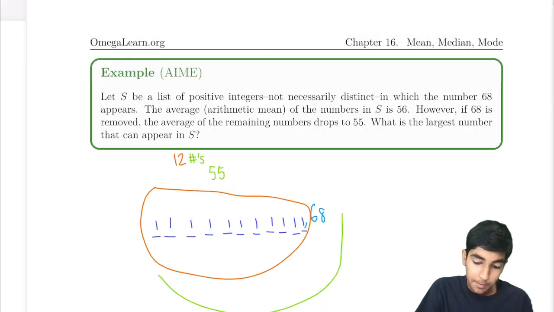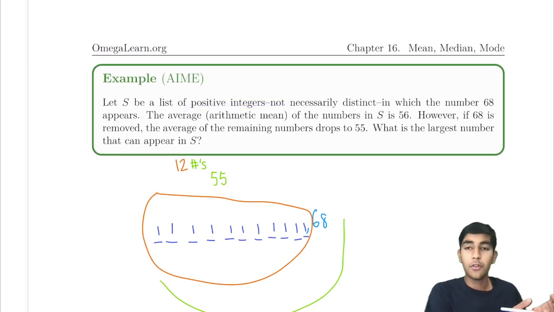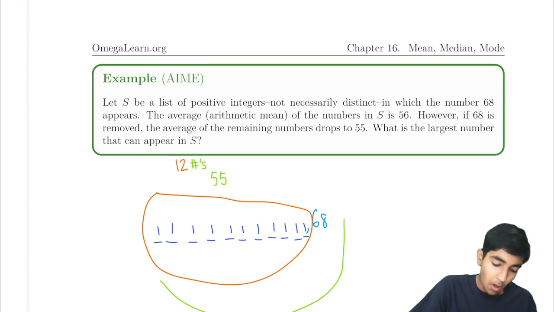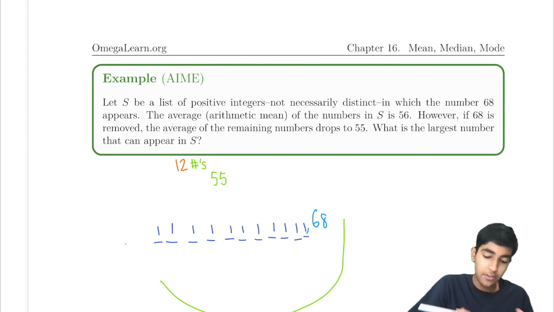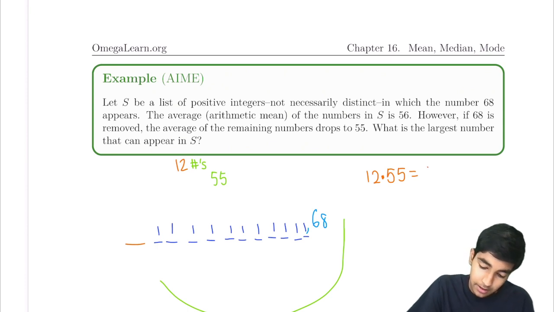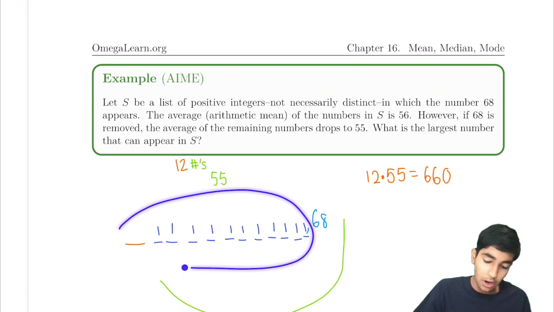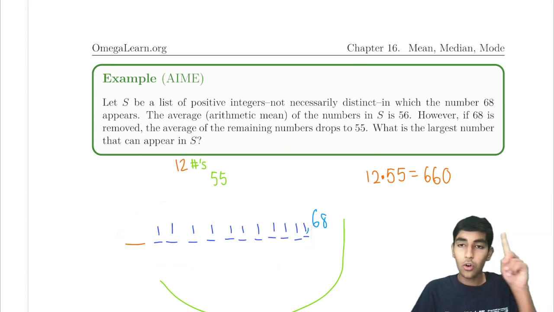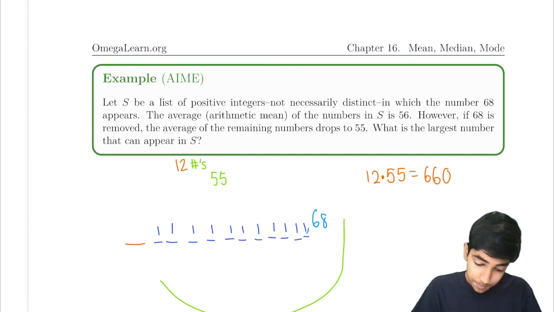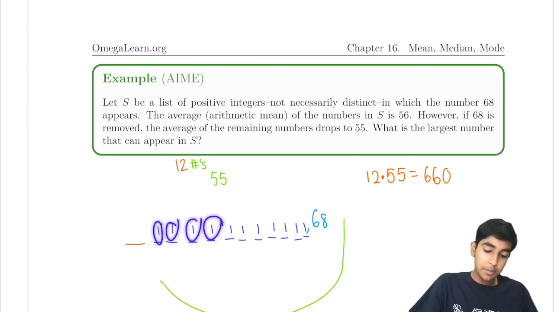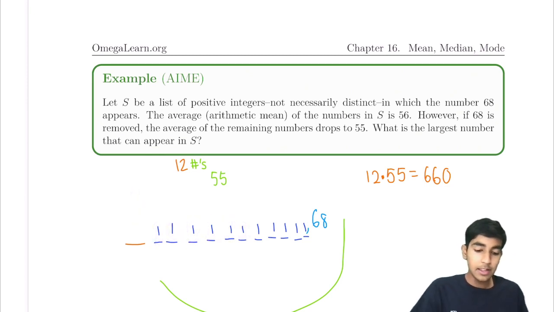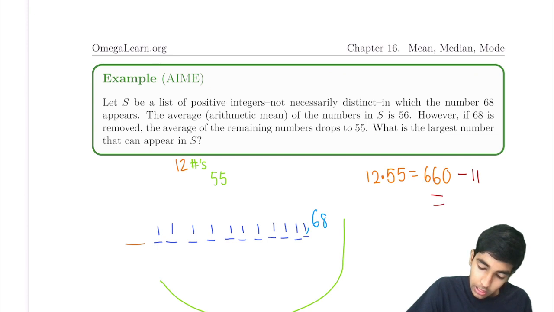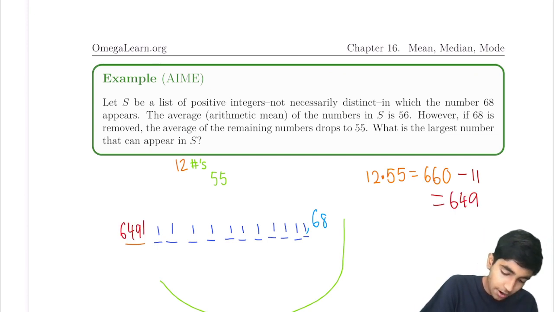Remember, it says positive integers, so we can't make it negative 100 or 0 or anything like that. 1 is the smallest possible value for the numbers. So for the average of all 12 of these remaining numbers to be 55, the total sum of those 12 numbers is 12 times 55, which is 660. So the sum of all of these numbers is 660, and 11 of them are 1, so we can maximize this other number. So 660 minus 11, 649, is the largest possible value for this number, and therefore our answer.